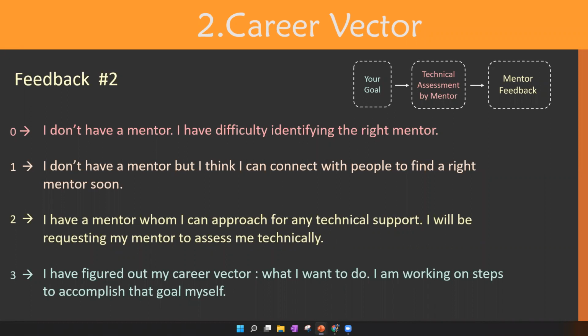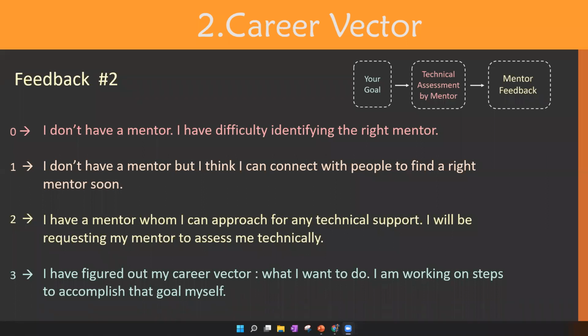So may I request students attending this to give a response: 0, 1, 2, 3. We are seeing 3 zeros so far, 4. 4 zeros and a 1. Okay, 6 zeros and a 1. So many of you look like you don't have a mentor, and you're also having difficulty identifying one. Okay, thanks for sharing that.